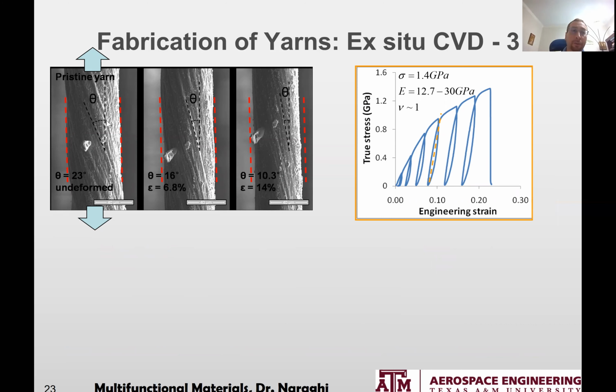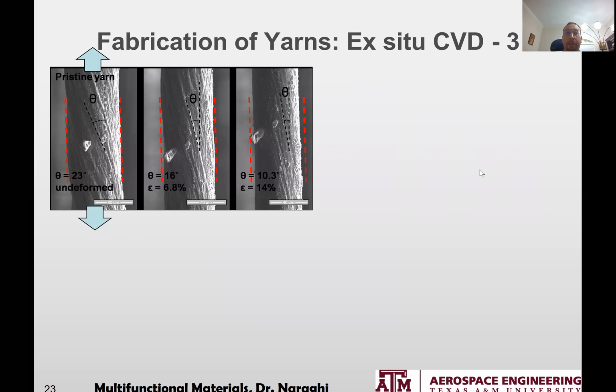So the angle goes from initially 23 degrees. It's a special case that we twisted it to get 23-degree angles. And this 23 is slightly lower than 37 because when we're twisting it, we're also stretching it a little bit. Now, when you apply axial loads, you go from this angle 23 to 16 to 10 degrees, and that's where about this guy fails.